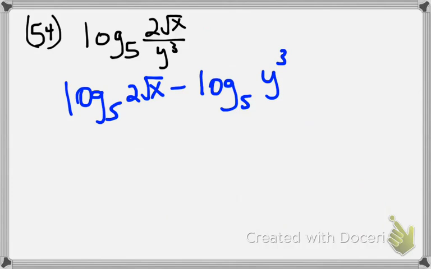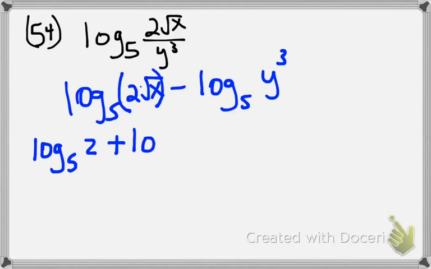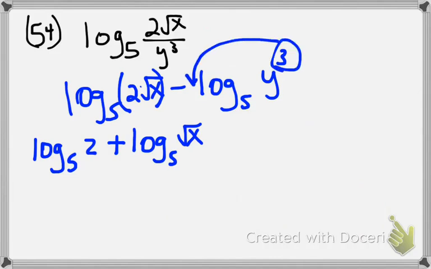Now for the next step though, I have 2 times the square root of x right here, and so since this is multiplication, I'm going to change it to log base 5 of 2 plus log base 5 of the square root of x. And I can also, in this step, go ahead and take this 3 that's an exponent and write it as minus 3 log base 5 y.